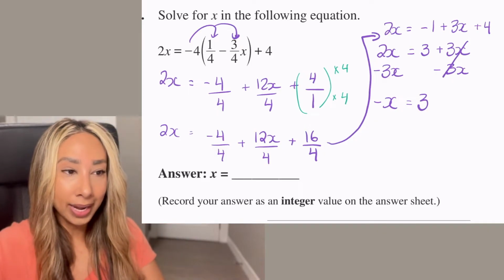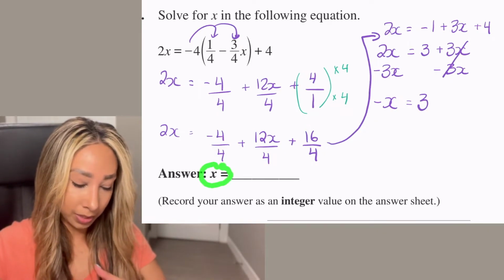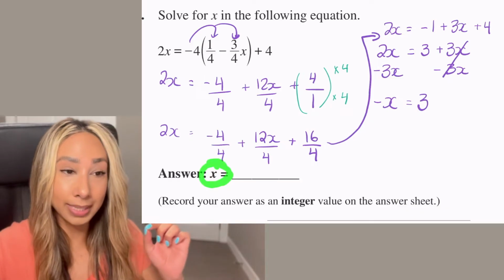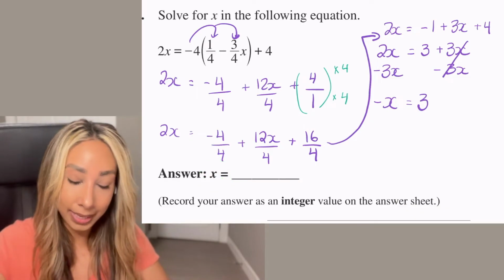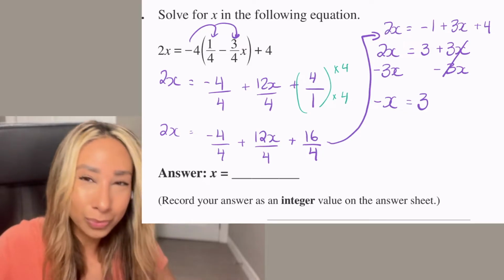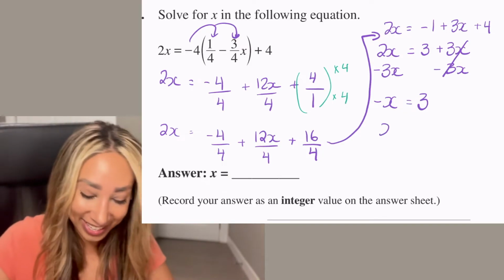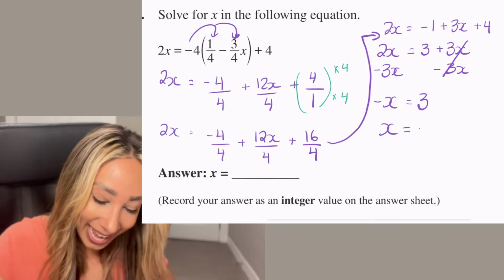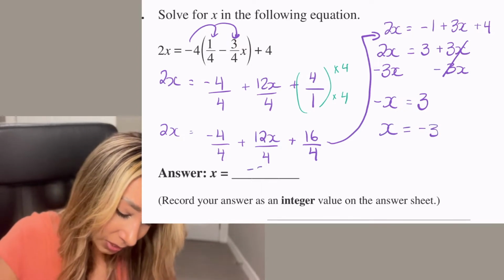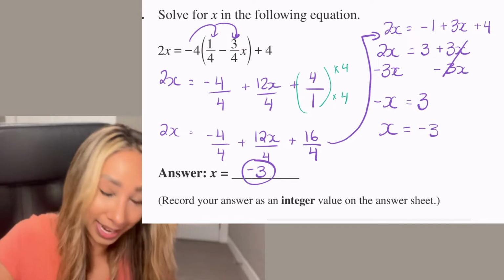Now, our answer, based on the question here, we probably want x to be positive. So what that means is I can flip my negative side. Really, you're dividing by -1, but if you don't get that now, that's okay. I can flip my negative to the other side to make it positive. So that's going to be x equals -3. So our answer is going to be -3.